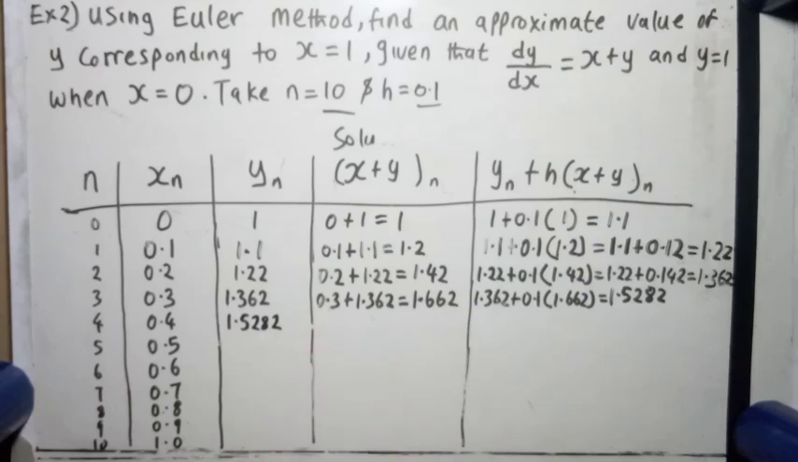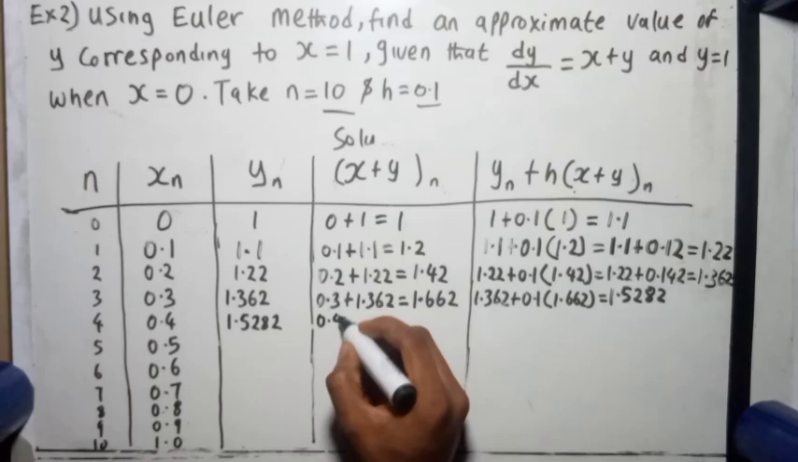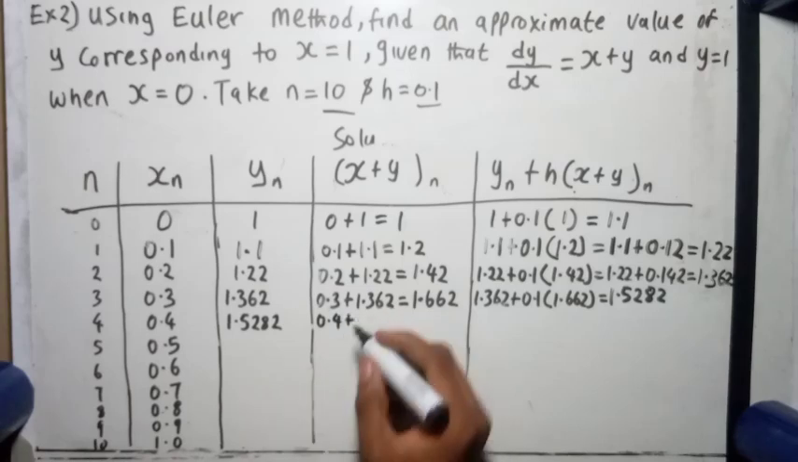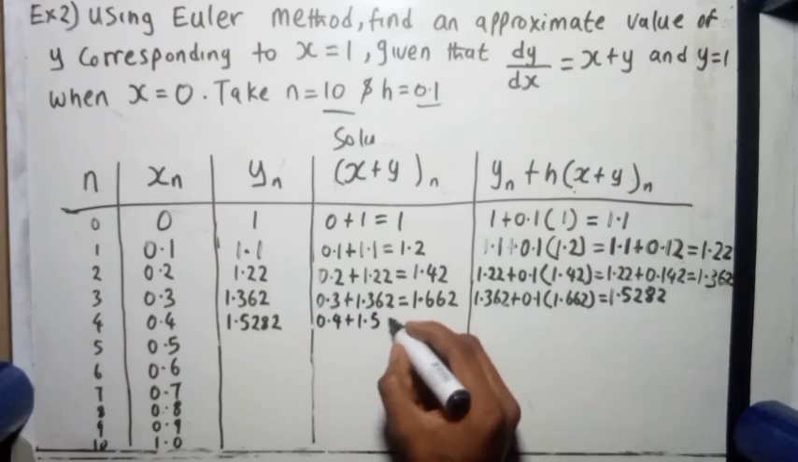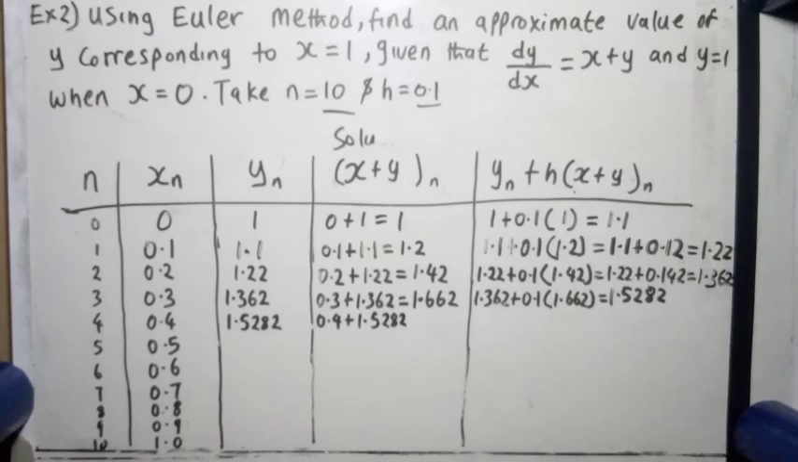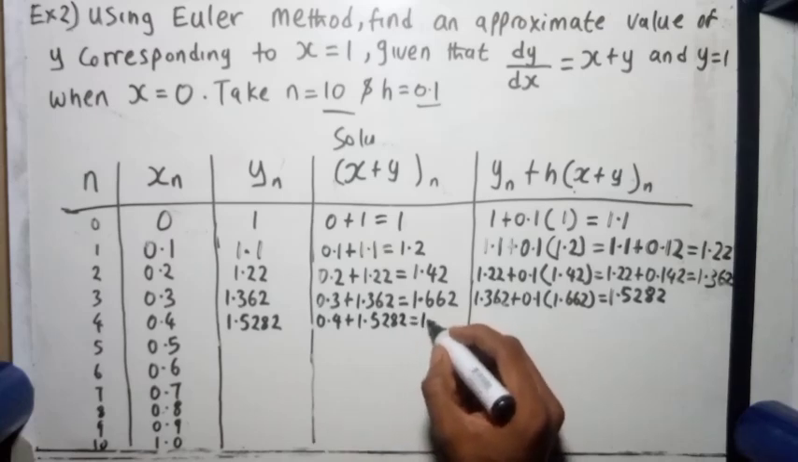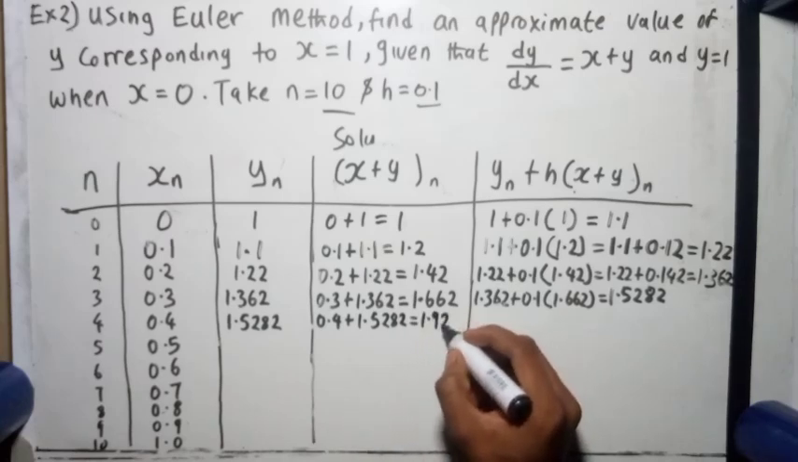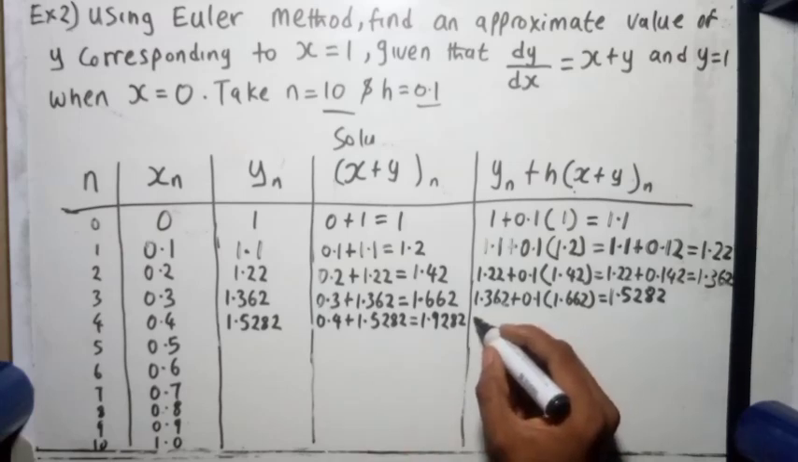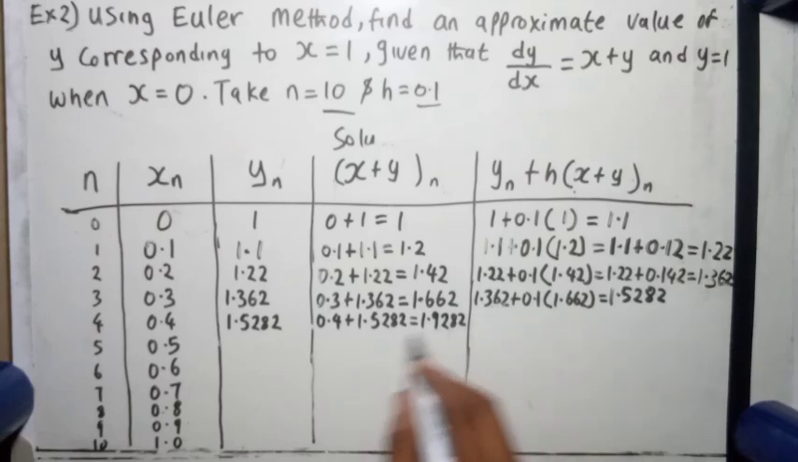So from here, this is 1.5282. Okay, 0.4 plus 1.5282. If you add, you have 1.9282. Right? Okay, now we have our y value.